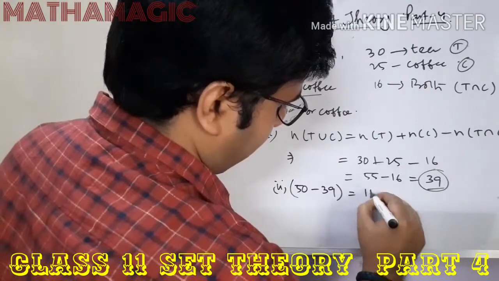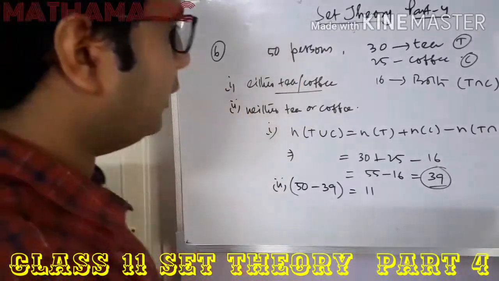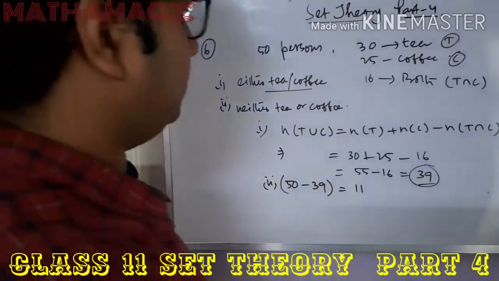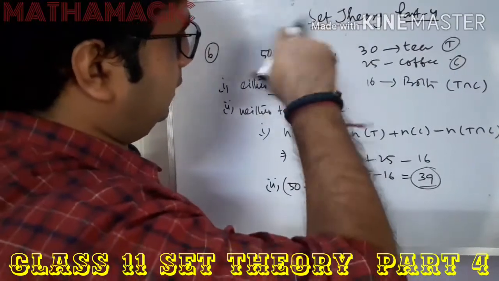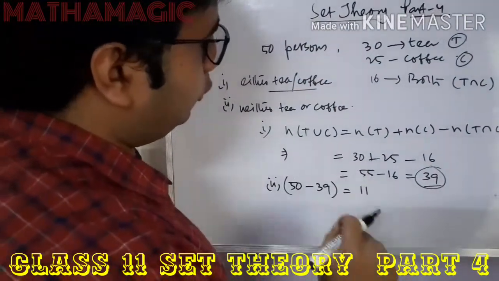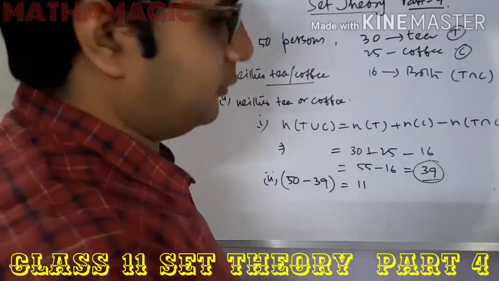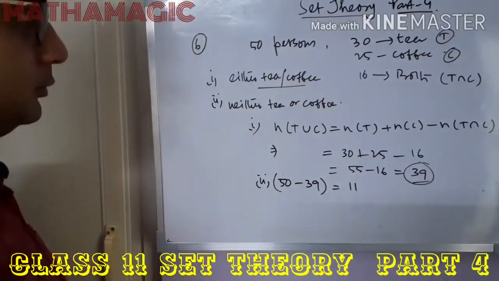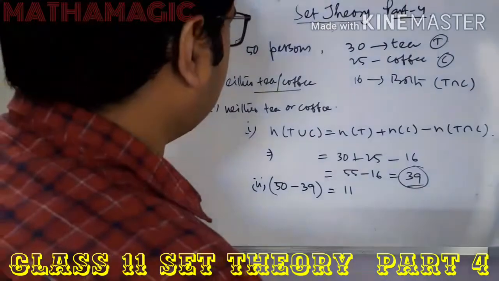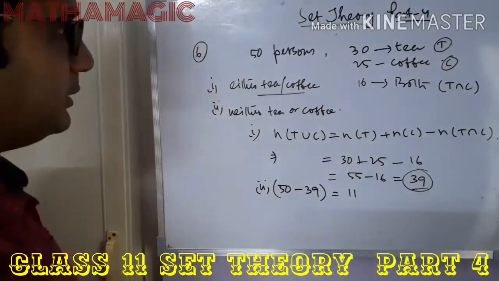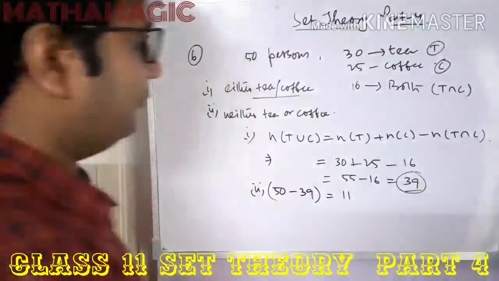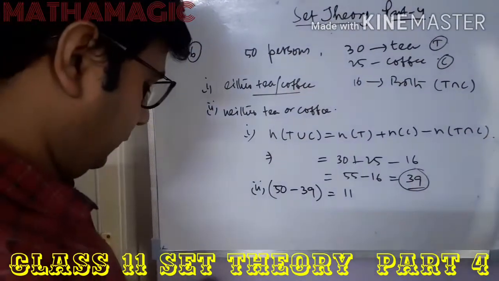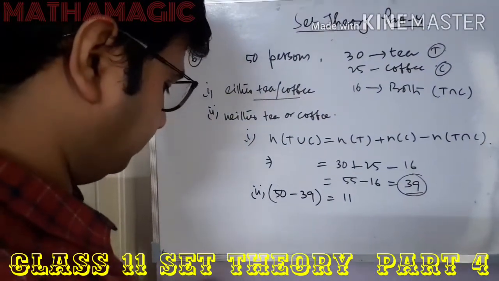So it will be 11 people. So 11 people are present in these 50 persons who don't drink any of the drinks. So this is an important sum. Please note it down and try to understand the concept very carefully. Okay, we'll move to the next one.